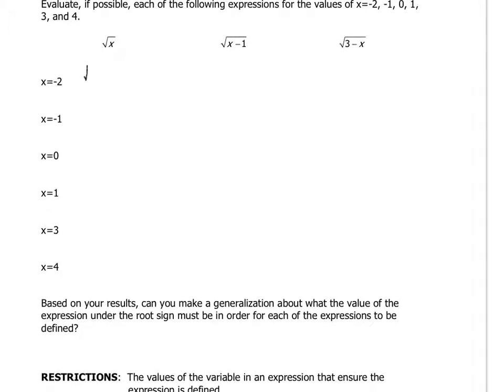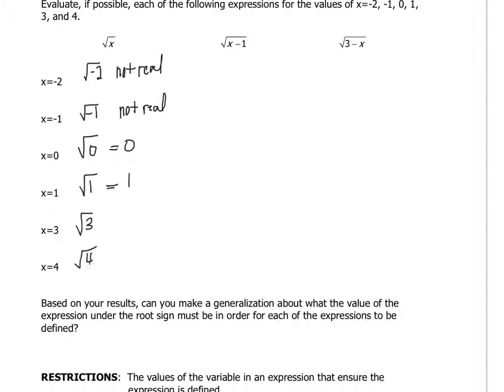for x, we end up with the square root of -2, which is not defined. It's not a real number. If we plug in x equals -1, we get the square root of -1, which is again undefined because you can't find the square root of a negative, and that's not a real number. If we plug in 0, it's okay because the square root of 0 is 0. If we plug in 1, we can work it out. The square root of 1 is 1. If we plug in 3, the square root of 3 is not a nice rational number, but it is defined. It's around 1.7.